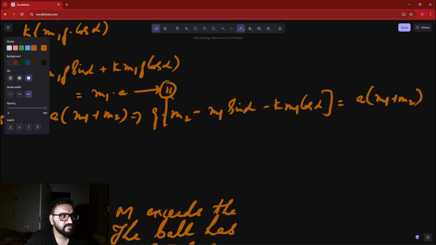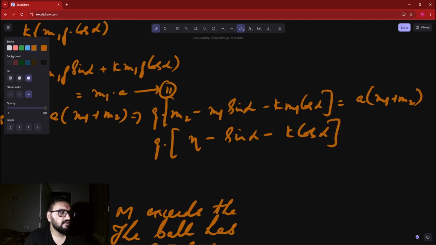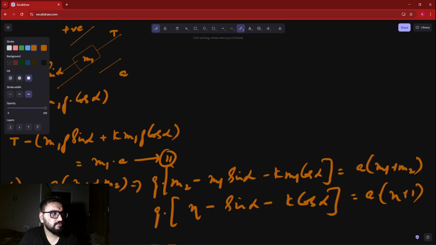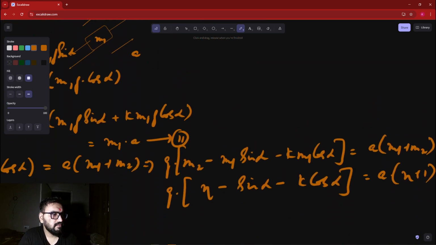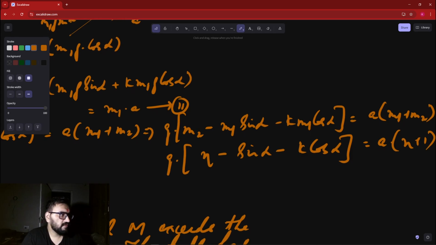If I divide the LHS and RHS by m1, I'll get g into eta minus sine alpha minus k times cos alpha. This will be equal to a into eta plus 1, because m2 by m1 has been given to me as eta, whose value is 2 by 3, right? If I bring eta plus 1 to the LHS, I will get a as this.